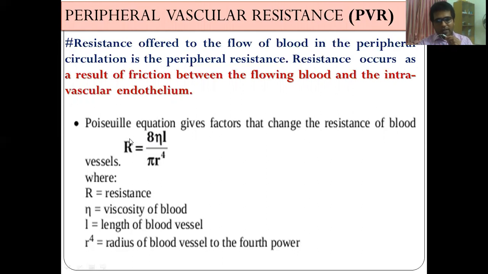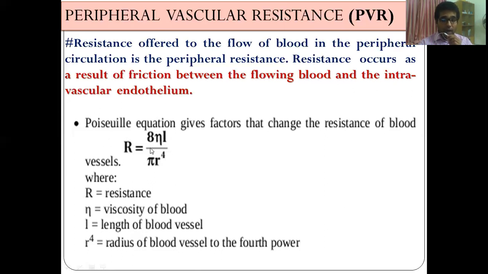So resistance is mainly controlled by the diameter or radius of the vessels, and resistance is inversely proportional to the fourth power of the radius. So that is very, very important. If you increase the radius or diameter 2 times, the resistance will decrease 16 times, because 2 to the power 4 is 16. So it will also increase the blood flow by 16 times.